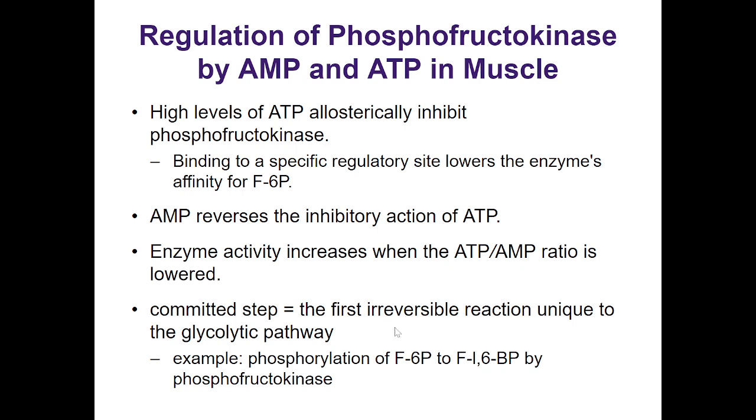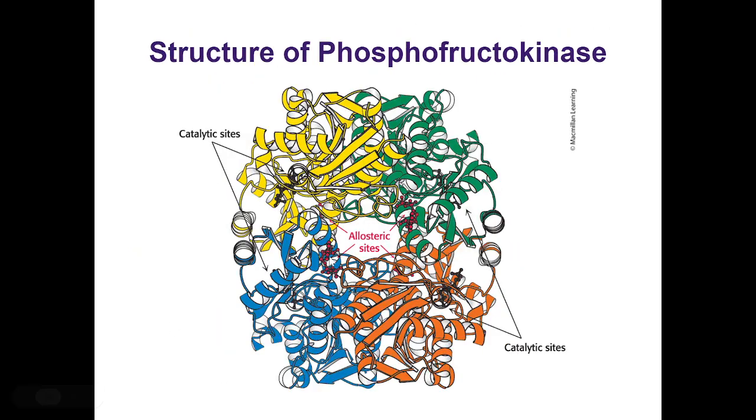Your committed step is going to be the first irreversible reaction unique to the glycolytic pathway. So the example would be phosphorylation of the F6P to F16BP by phosphofructokinase. This right here is your structure for your phosphofructokinase. Notice the different colorings here. Again, those are those different subunits, right? And this right here is going to be your allosteric sites. What do you notice about this sort of structure again?